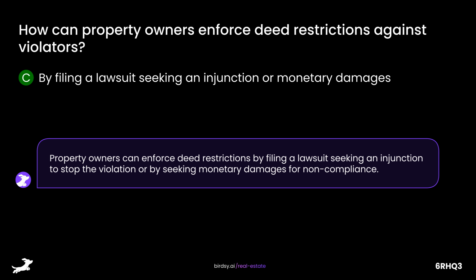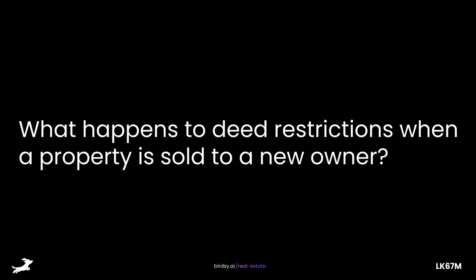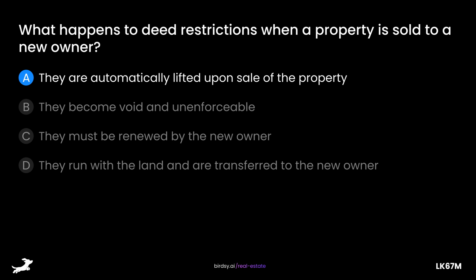Property owners can enforce deed restrictions by filing a lawsuit seeking an injunction to stop the violation, or by seeking monetary damages for noncompliance. What happens to deed restrictions when a property is sold to a new owner? Is it A, they are automatically lifted upon sale of the property, B, they become void and unenforceable, C, they must be renewed by the new owner, or D, they run with the land and are transferred to the new owner? The answer is D, they run with the land and are transferred to the new owner.